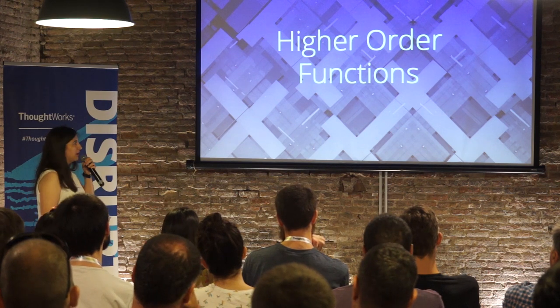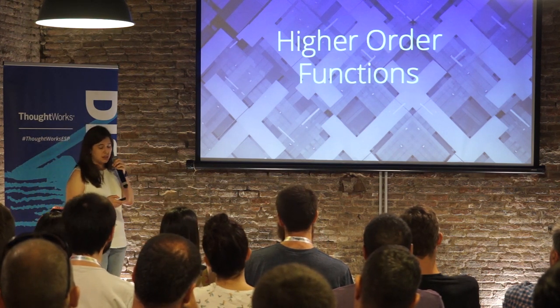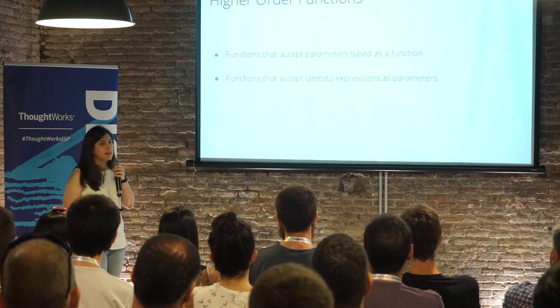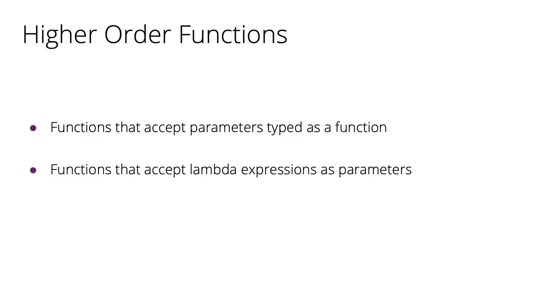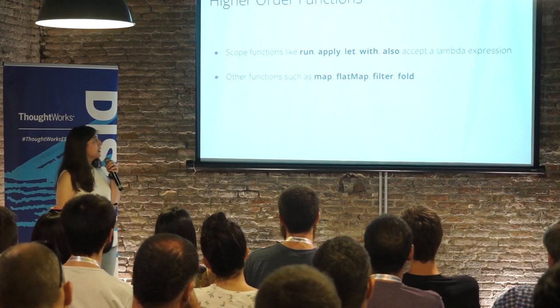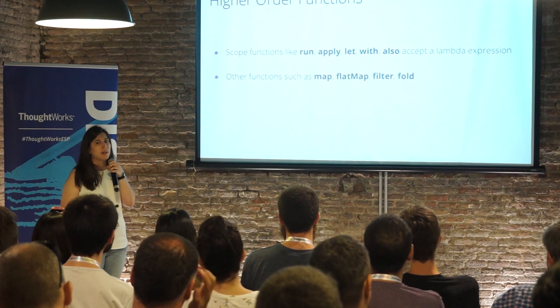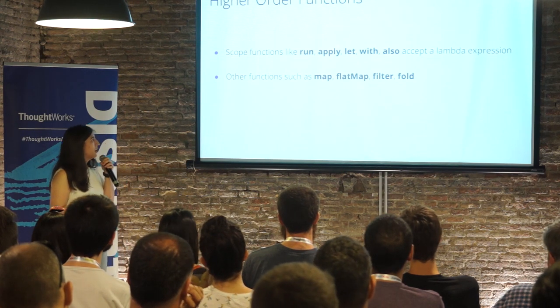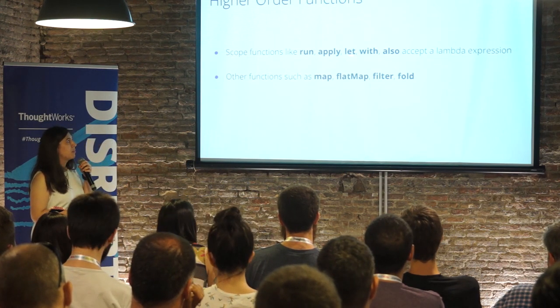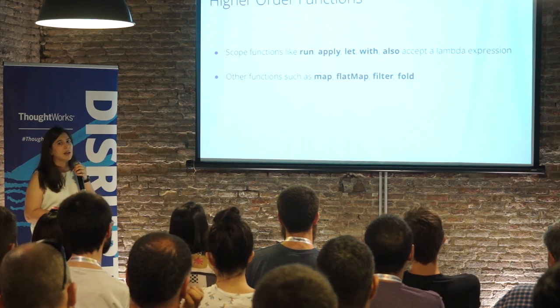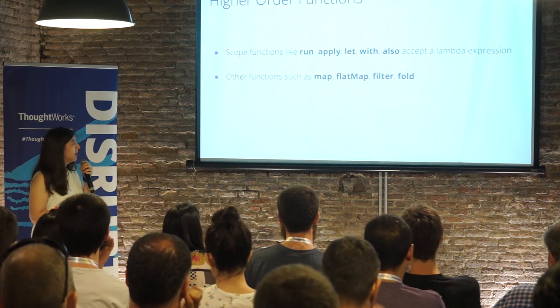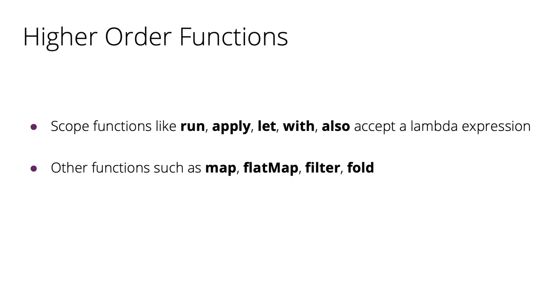We saw earlier that we use map. Map is an example of higher-order functions. These are functions that can return a function and also receive functions as parameters. And in Kotlin, we already have higher-order functions. We have the scope functions like run, apply, let, with, and also, that accept a lambda expression. And other functions like we saw before: map, flatMap, filter, and fold.